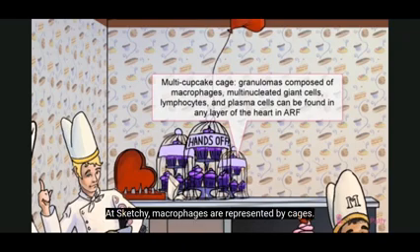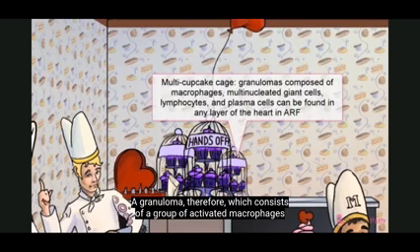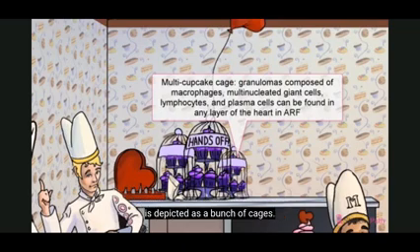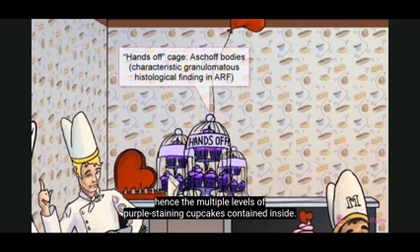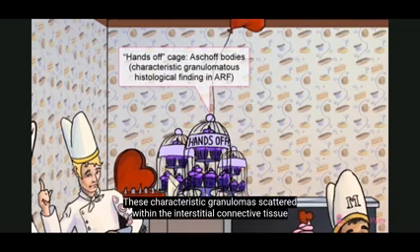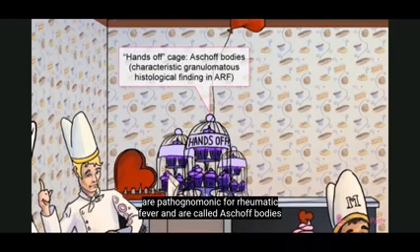At Sketchy, macrophages are represented by cages, macrocages, if you will. A granuloma, therefore, which consists of a group of activated macrophages, is depicted as a bunch of cages, just like the ones in the back there, protecting those cupcakes. Some of these macrophages will even transform into multinucleated giant cells, hence the multiple levels of purple staining cupcakes contained inside. These characteristic granulomas scattered within the interstitial connective tissue are pathognomonic for rheumatic fever and are called Aschoff bodies.